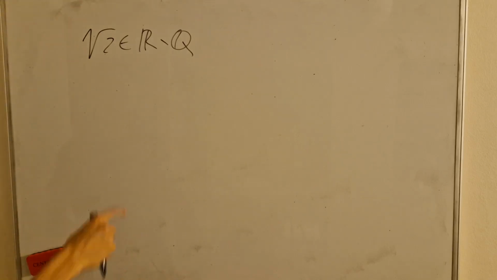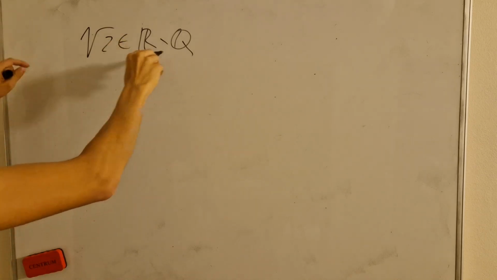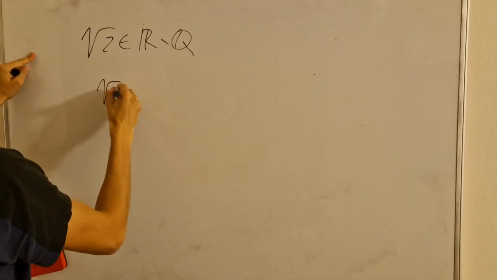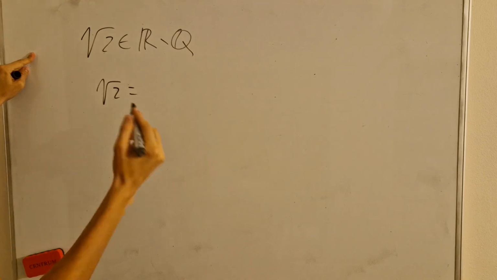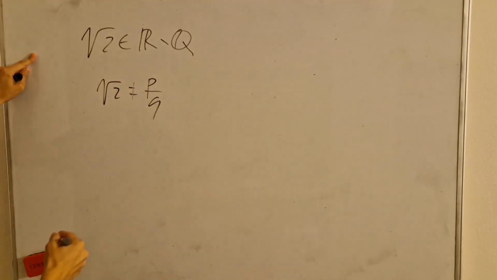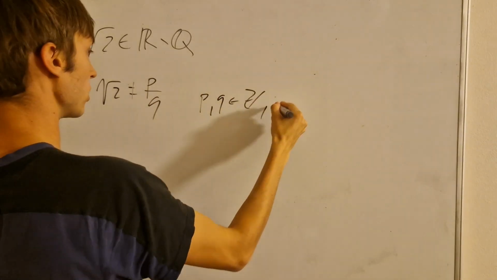In this one, let's prove that the square root of 2 is irrational. By the way, irrational means it's a number that cannot be described as a fraction of integers. So that means that if the square root of 2 is irrational, it's supposed to not be equal to some p over q, where p and q are integers and q is not zero.